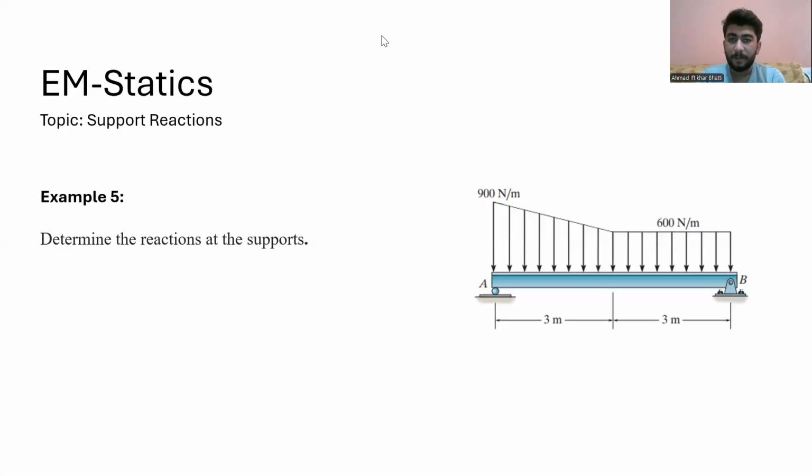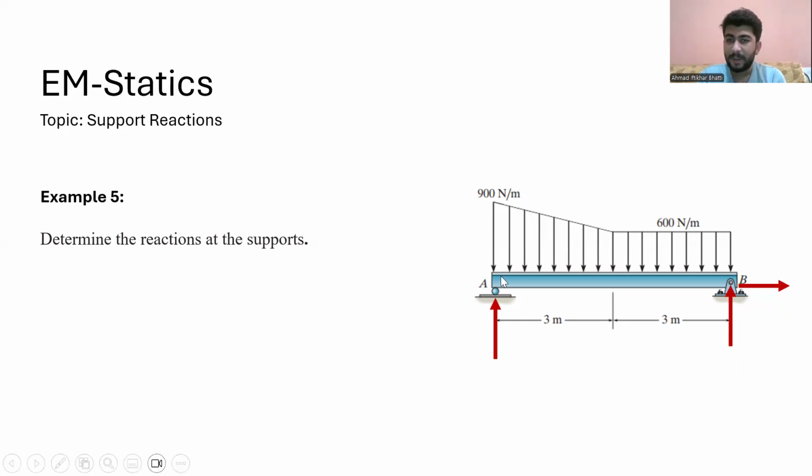So you see, in this problem, we have to find the reaction forces at point A and at point B. At point A, due to the roller joint, we have a vertical upward reaction force, and at point B, due to the pin joint, we have two reaction forces. One is a vertical upward force, while the other is a horizontal force.